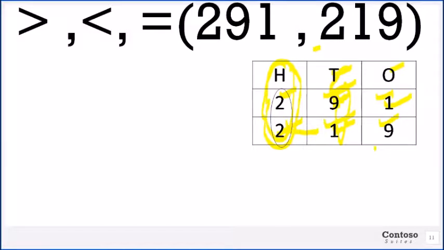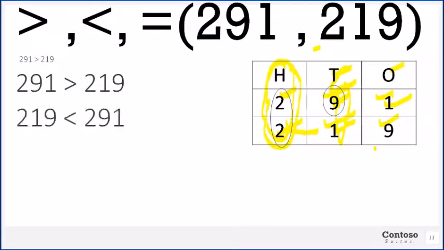So here, what did we find out? 291 is larger than 219. Otherwise, we can represent it like this also: 219 is less than 291.